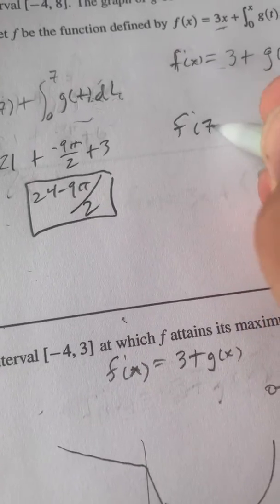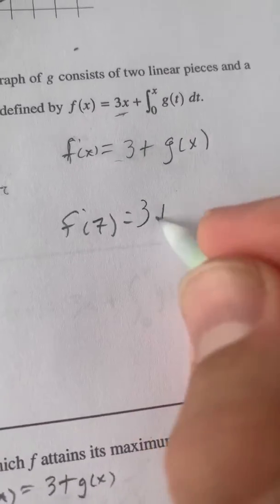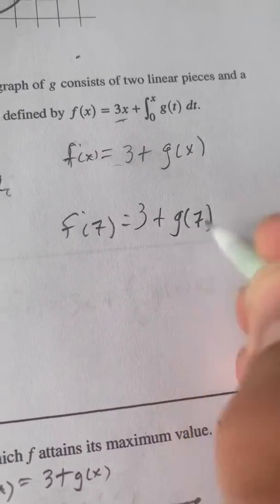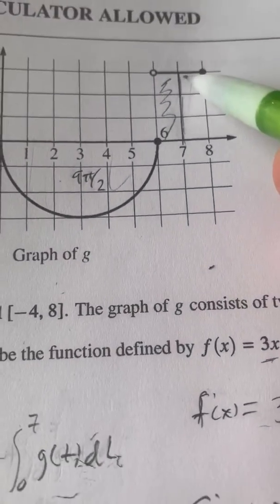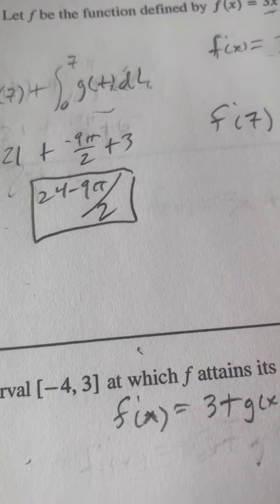F prime of 7, if you take the derivative, we said we get 3 plus g of x, so we'll get 3 plus g of 7. And g of 7 is equal to 3, so we'll get 3 plus 3 to get a value of 6 for f prime of 7, okay?